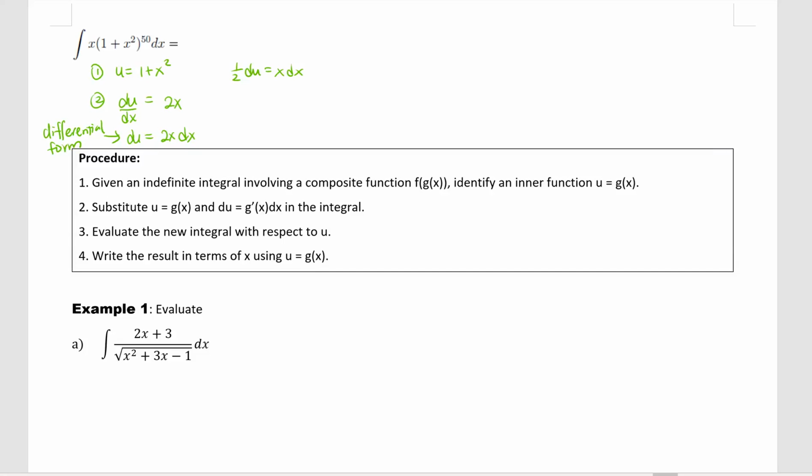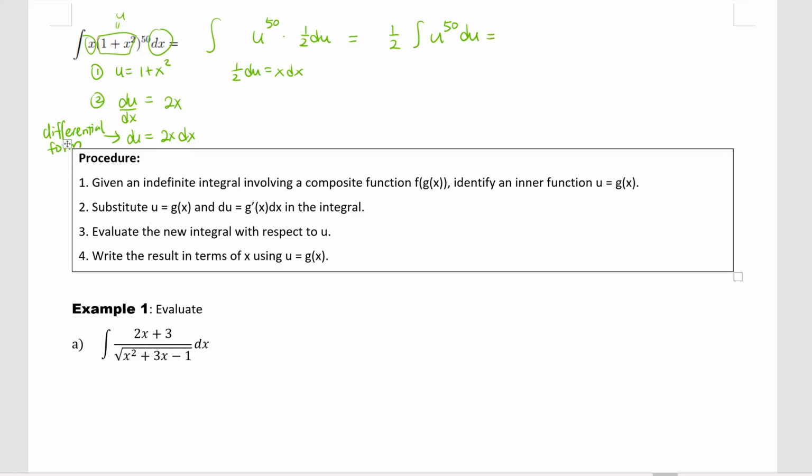So now when you plug in, do you see x dx? Well, that is 1/2 du. You put it at the end. And then this 1 plus x squared is u, so that's u to the 50. Well, 1/2 is a constant multiple, right? We can move it outside.